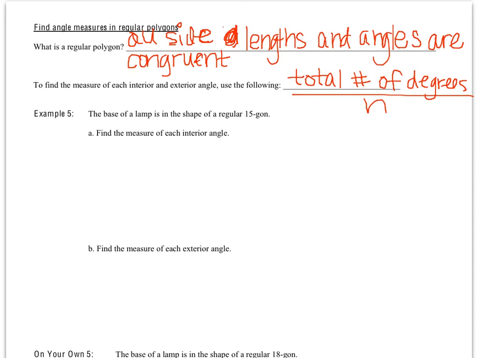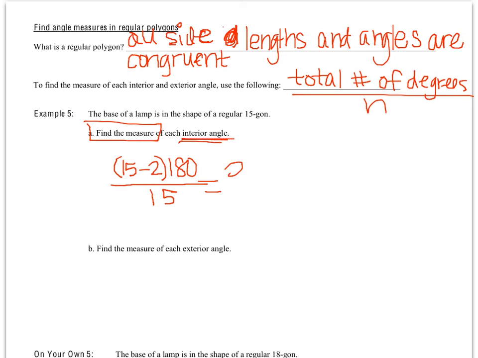So example 5 says the base of a lamp is in the shape of a regular 15-gon. Find the measure of each interior angle. So here's the key, interior angle. For interior angles, it's the number of sides, which is 15, minus 2 times 180. That's our total number of degrees. Then we're going to divide it by our number of sides, which is 15. Simplifying the top, you'll get 2,340 divided by 15, and you'll find the total is 156 degrees.